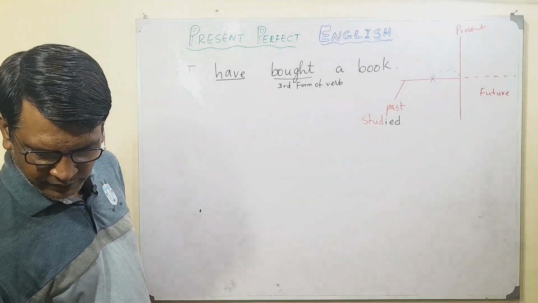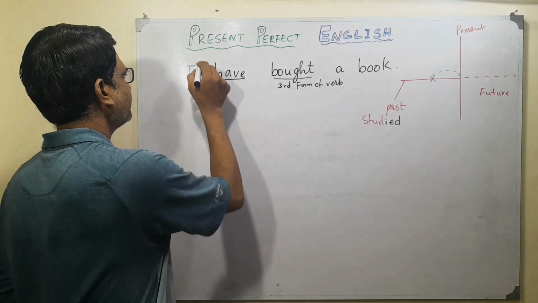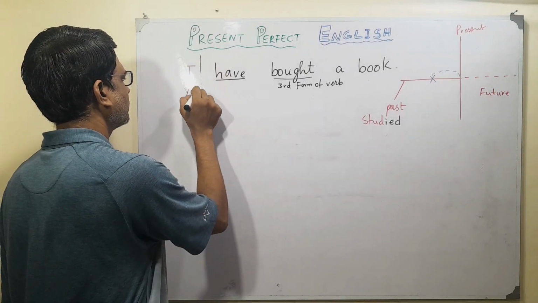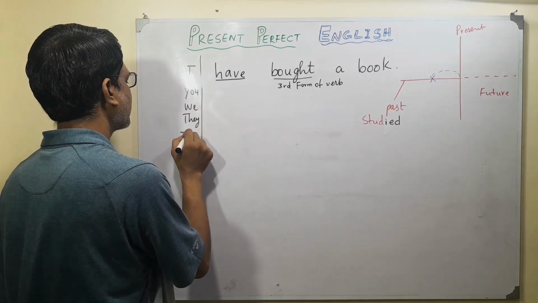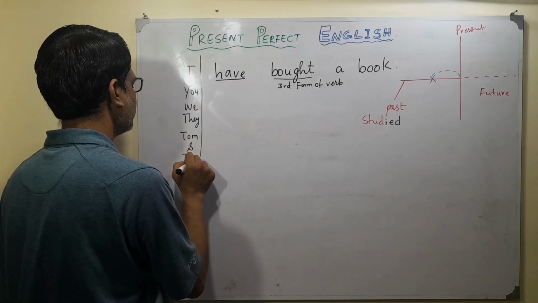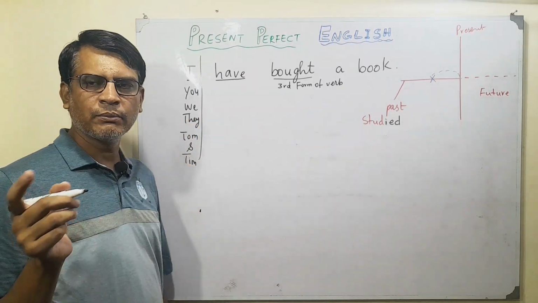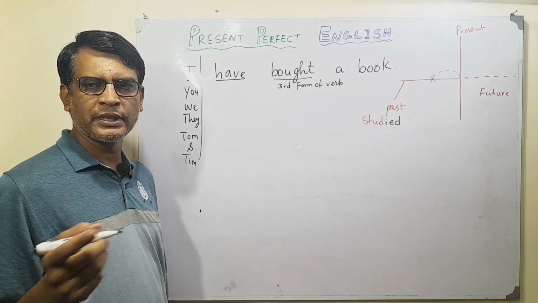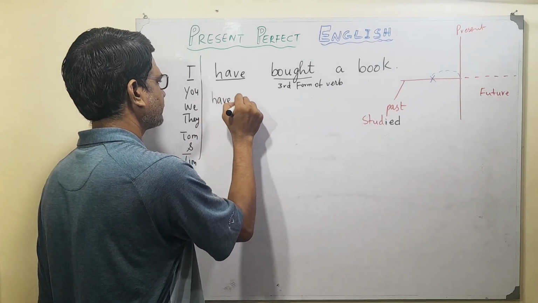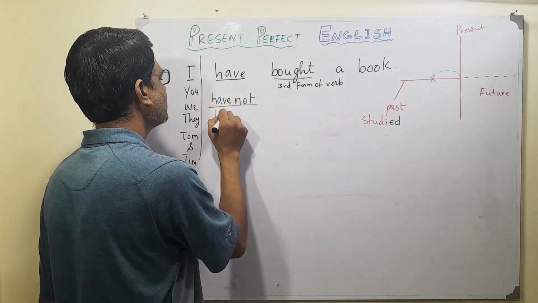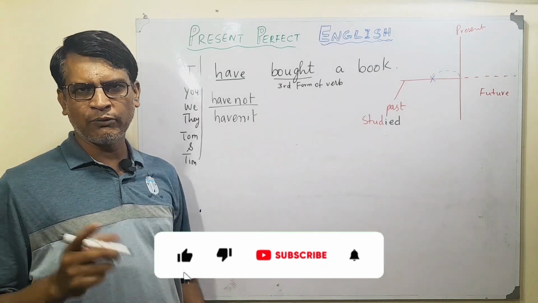Now, with present perfect, like we have, I have, similarly, with you, we, they, and like two names, Tom and Tim, our favorite characters. I have bought a book, you have bought a book, we have bought a book, they have bought a book, Tom and Tim have bought a book. The negative is have not, or the short form is haven't.